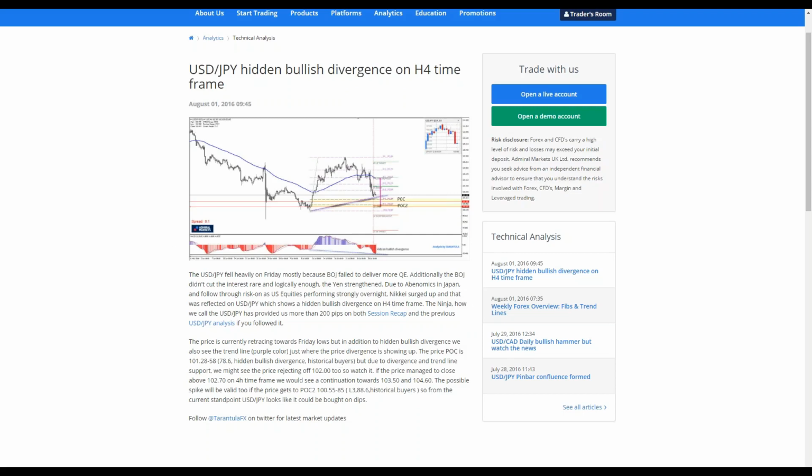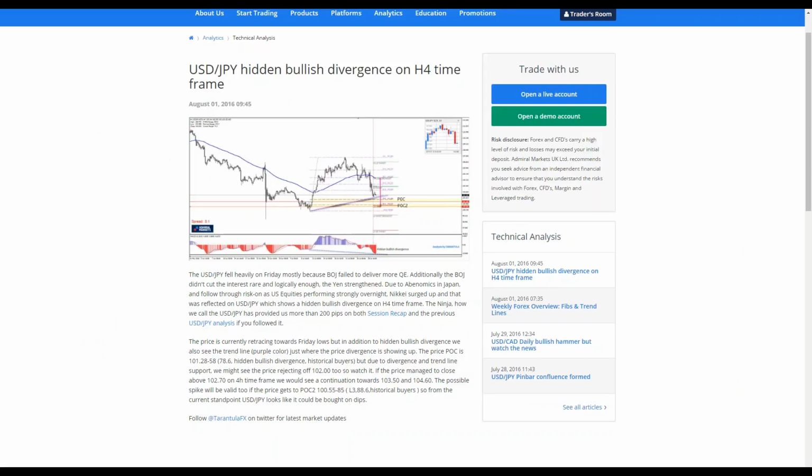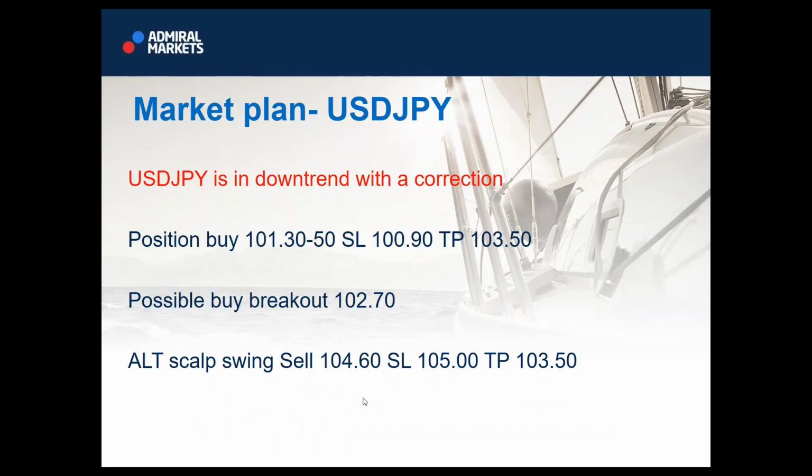And here I think that now dollar yen could be bought on dips, and it's currently at 102.20. So if it drops to this level, we might see some buying. Okay, so read the full analysis here. And alternatively sell, of course, because the main trend is down, at 104.60. Stop is 105.00, TP is 103.50.